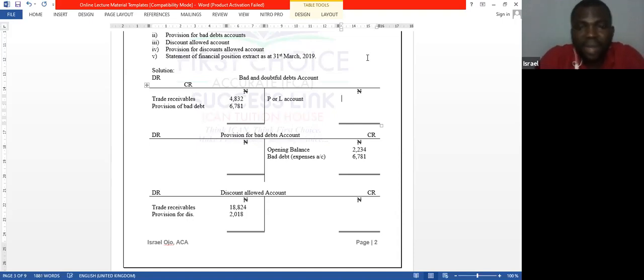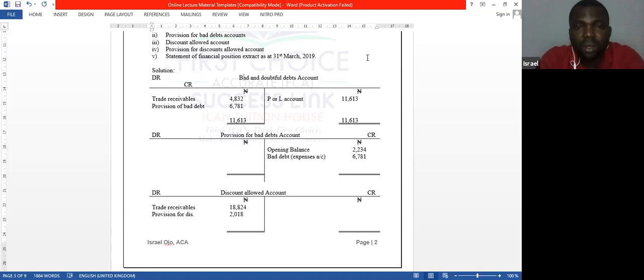And that figure will be what? The addition of the two. If we add 4,832 plus 6,781, that will give us 11,613. So to balance this, it will be what? 11,613. So the two sides are what? Are not equal. The two sides are not equal. Okay.